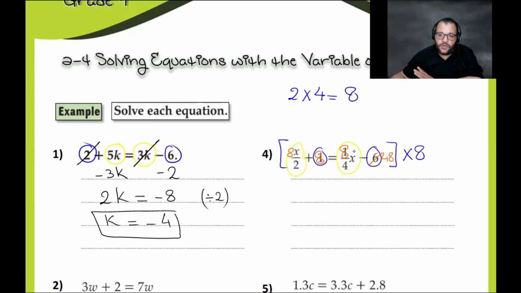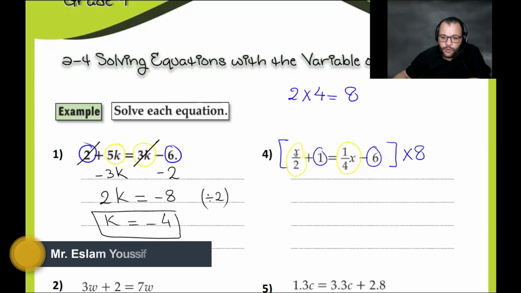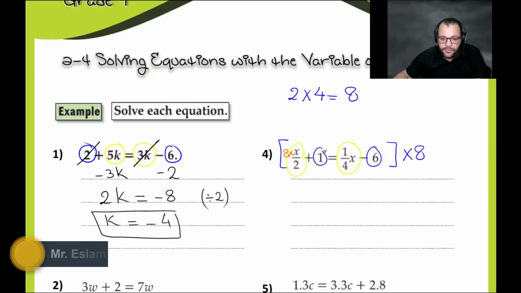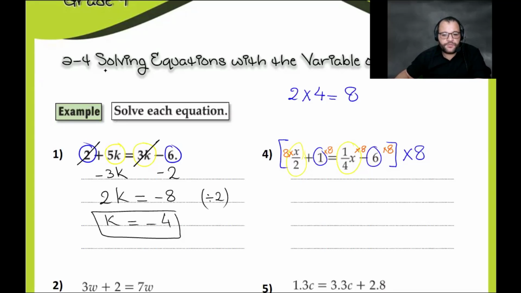You understand now what I'm doing? Or again, I will repeat one more time. I will just multiply each term by 8. So it will be multiplying by 8, multiplying by 8, multiplying by 8, multiplying by 8.